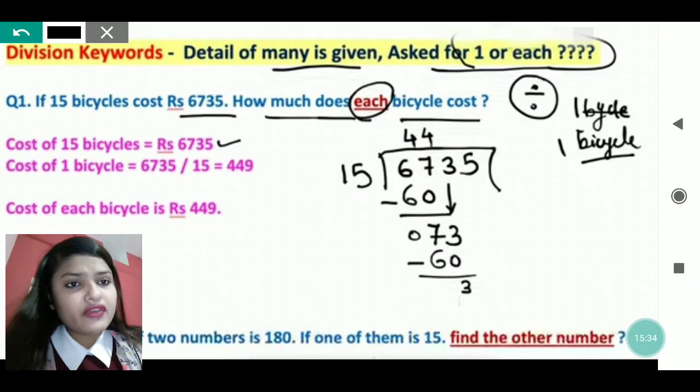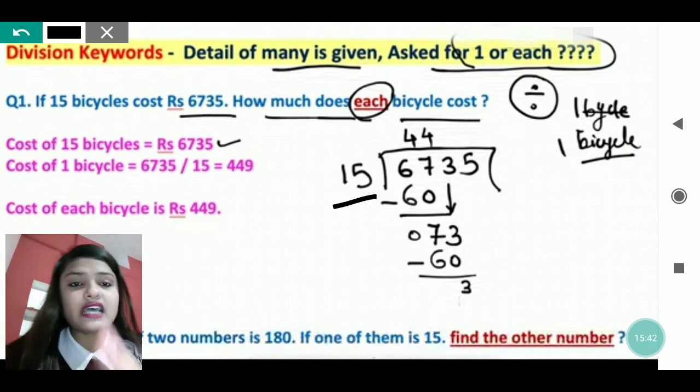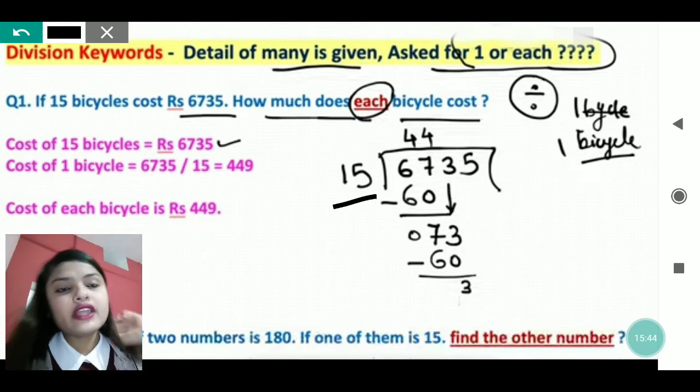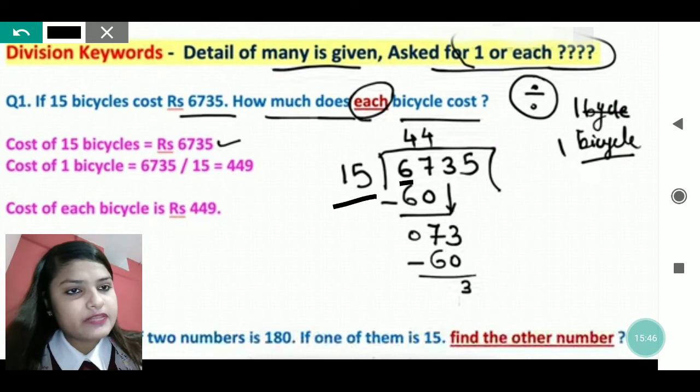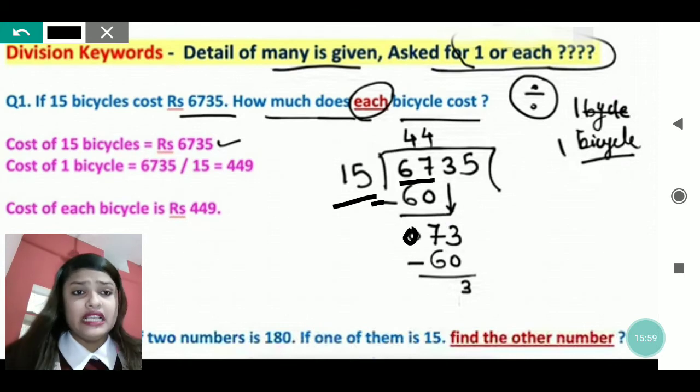See, when you read the table of 15, how many times? 4 times. 15 fours are 60. You can read it out. Then you will write 60 just below 67. So 67 I have written, 60 I have written just below 67, and then I will subtract. So 7 minus 0 will be 7, and 6 minus 6 will be 0. Is 7 divisible by 15? No, it is not divisible, as it is lesser than 15.